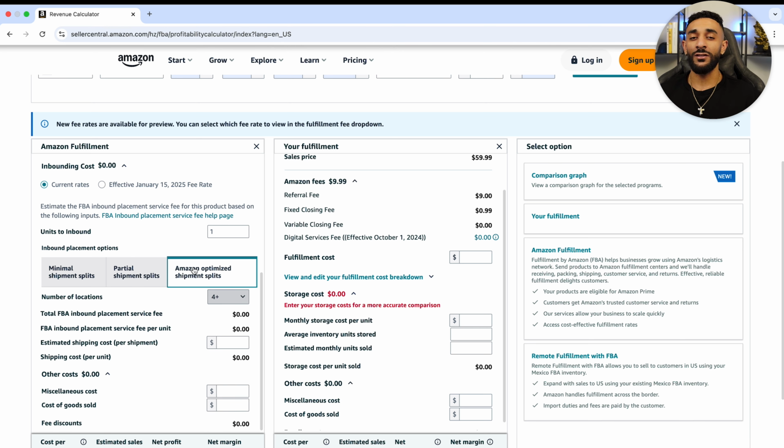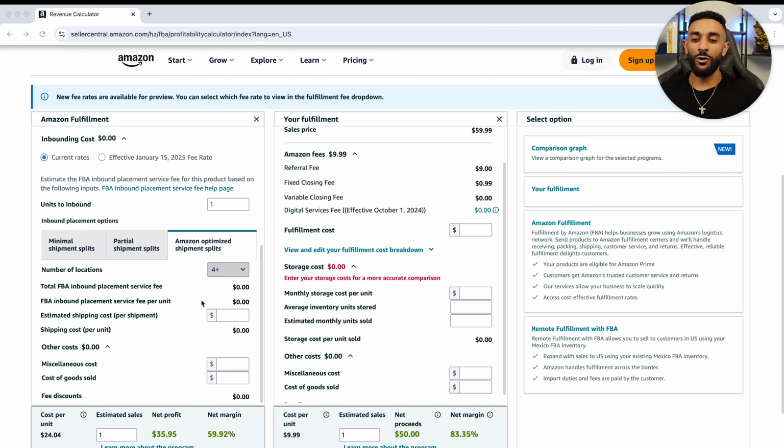And then if you split it to 4+ locations, we see that it completely voids the inbound placement fee, making it 0. And this is regarding sending your product directly to Amazon's fulfillment centers, whether you're sending it from your manufacturer to Amazon or from your house to Amazon. I personally try to go with the Amazon optimized option so that I can void the inbound placement fee. But in order to see if you're able to do this, or if you've ordered enough units to do this, you would want to create a mock listing on Amazon and then go through the process of creating a shipment to see if this option is available.